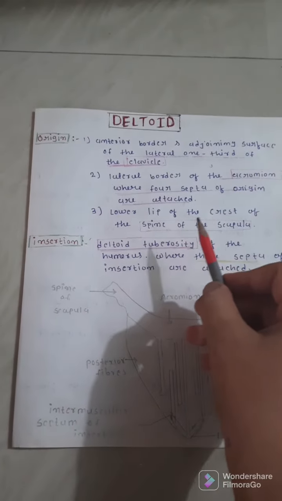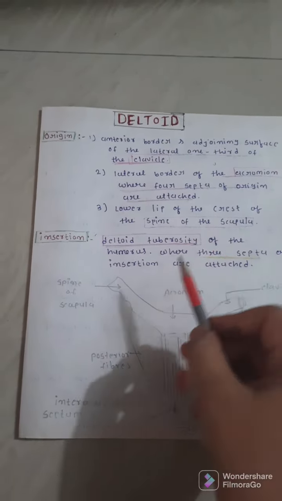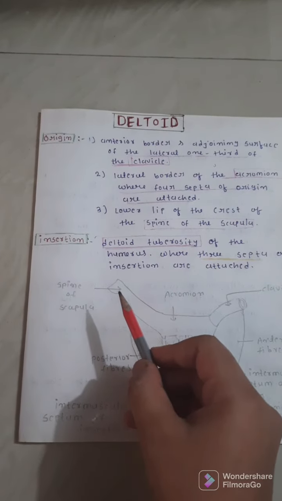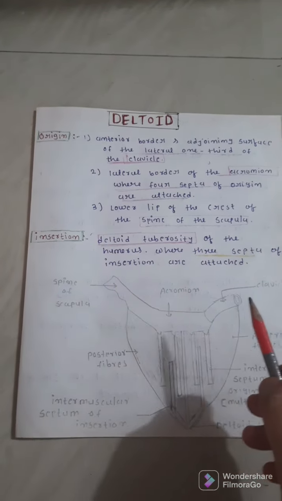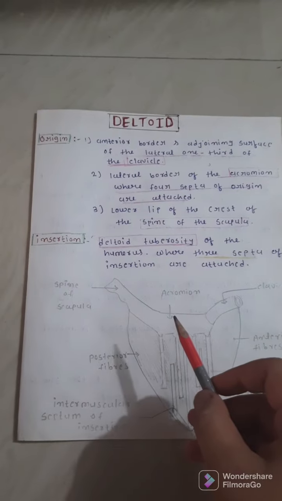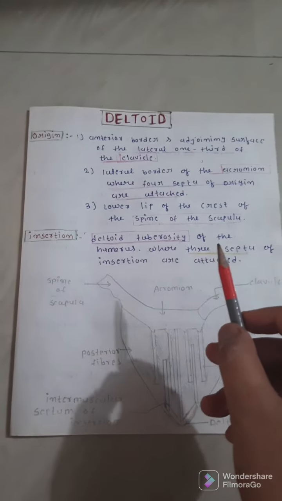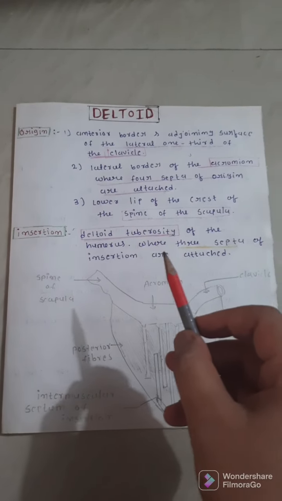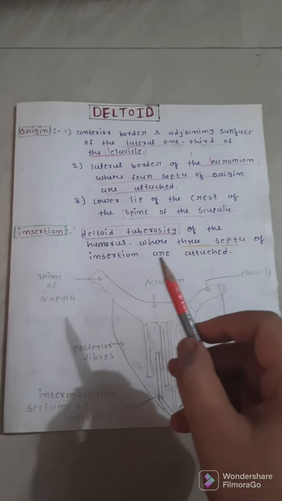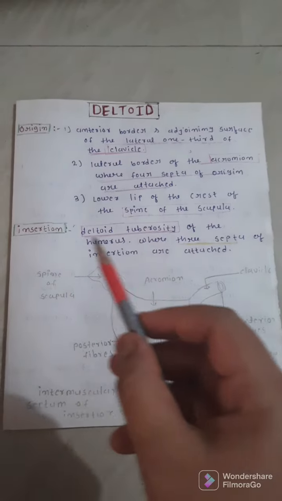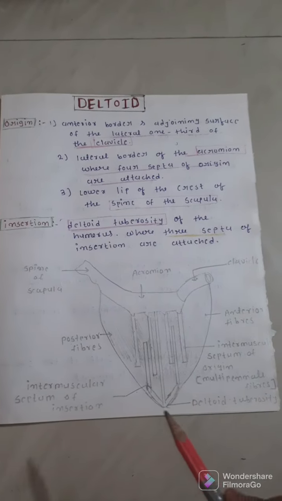It's the lower lip of the crest of the spine of scapula. Here is the spine of scapula. The deltoid muscle originates in three places: clavicle, acromion and spine of scapula. And insertion: deltoid tuberosity of the humerus, where the three septa of insertion are attached. It's an insertion at the deltoid tuberosity here.